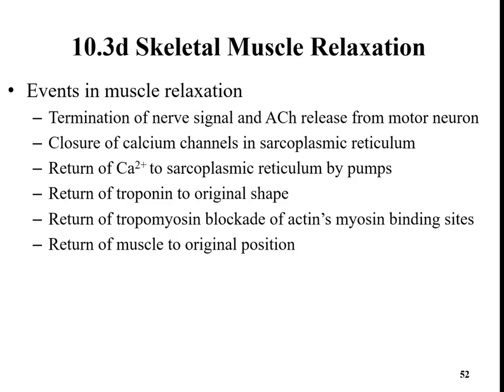Troponin is going to return to its original shape, right, because calcium has diffused off of it. That's going to result in tropomyosin sliding back over those myosin binding sites on the actin molecules. And that's going to result in the thin filaments sliding back into their original place in relation to the thick filaments, and that's what causes sarcomere relaxation and the return of the muscle ultimately to its original position.